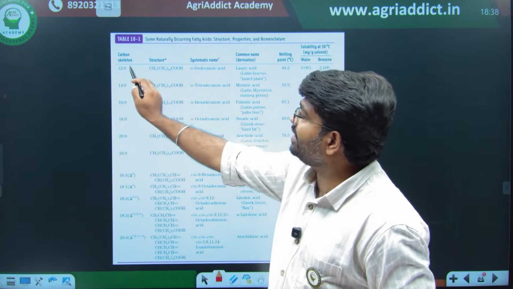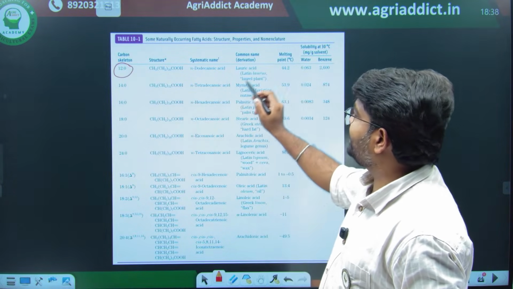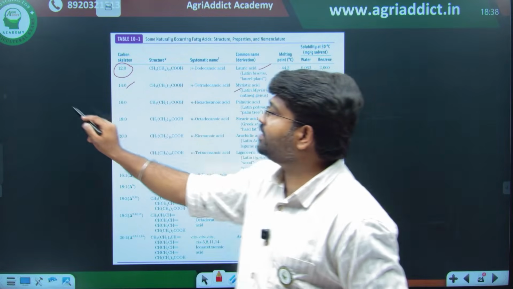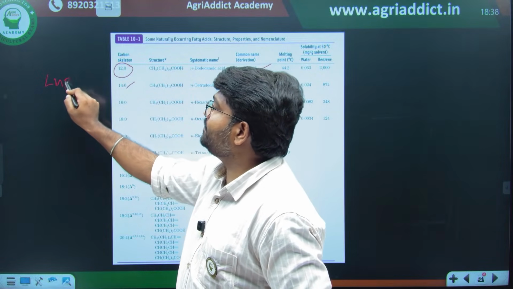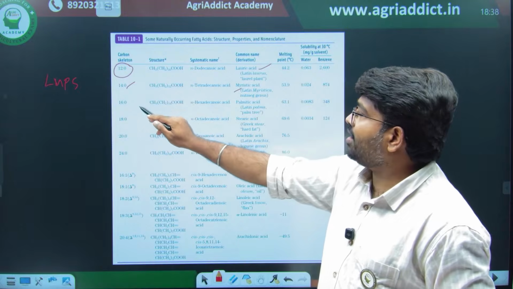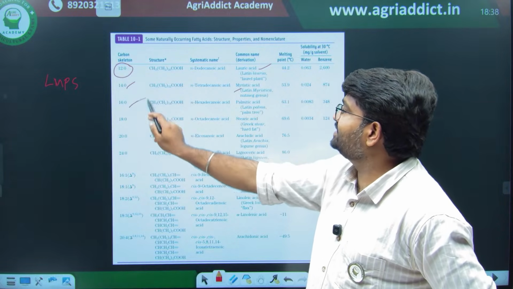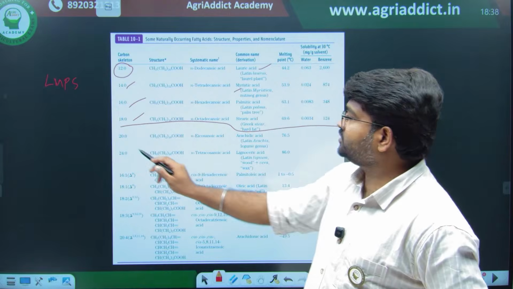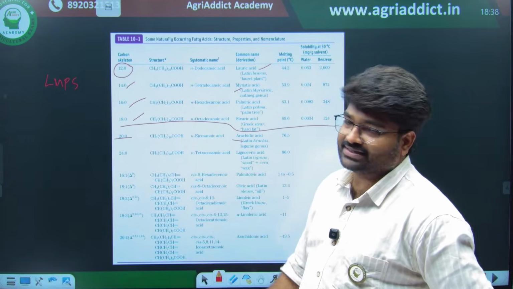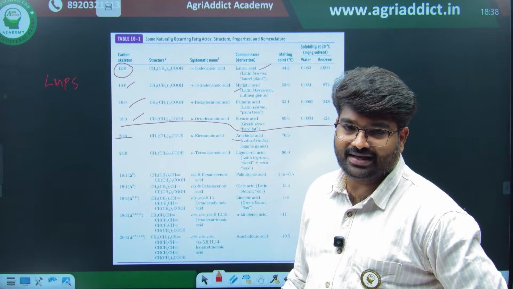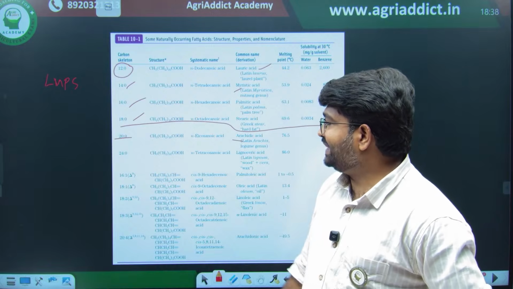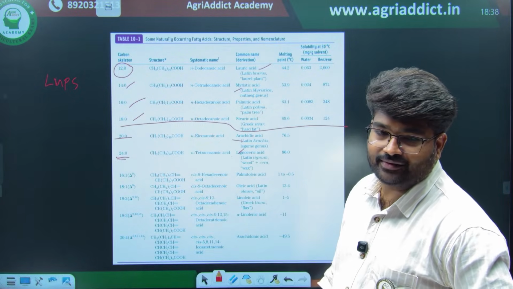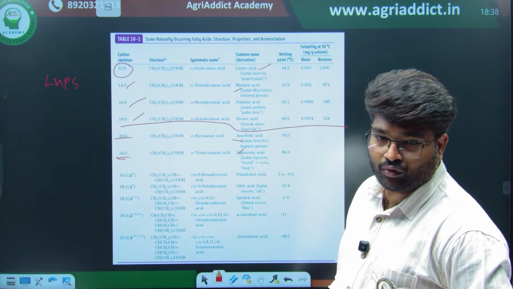So a 12-carbon fatty acid is lauric acid, 14 is myristic, so we have to remember LMPS: 12 means lauric, 14 myristic, 16 palmitic, 18 stearic. This is very simple. 20 carbon is arachidonic acid, which we have also discussed. 24 carbon is lignoceric acid.